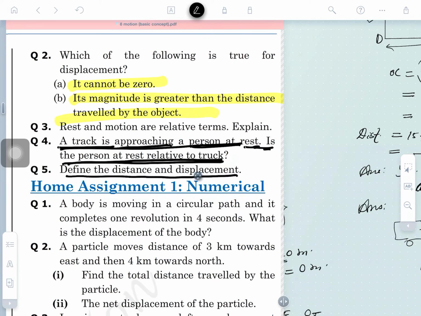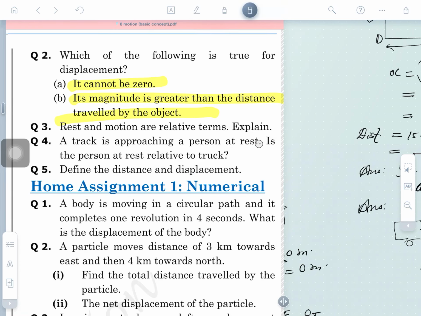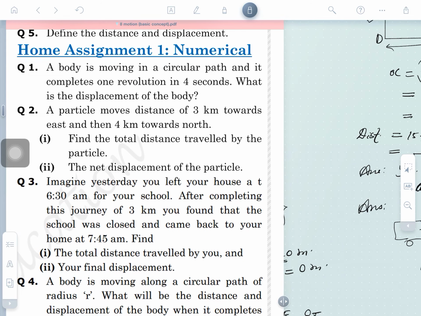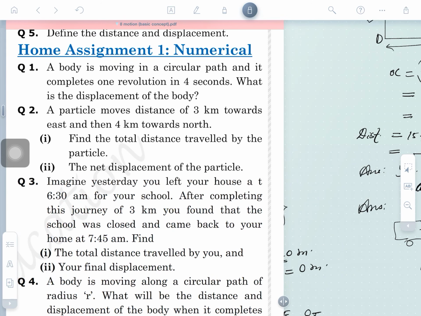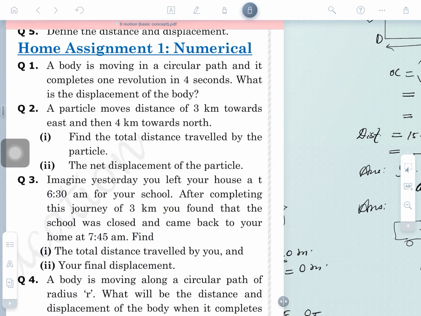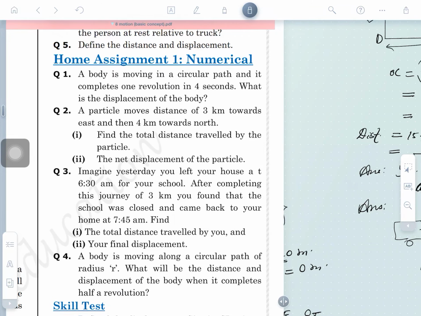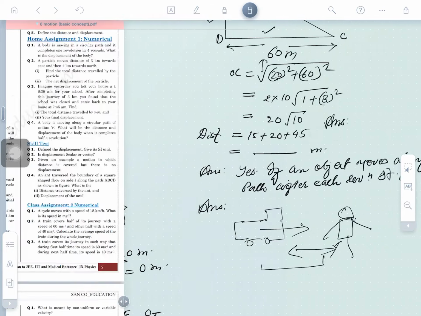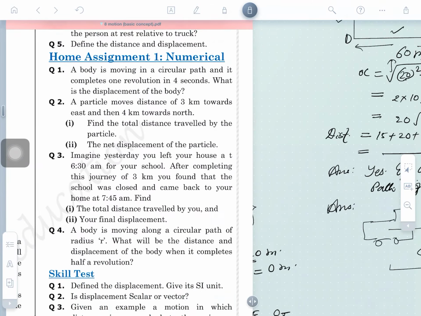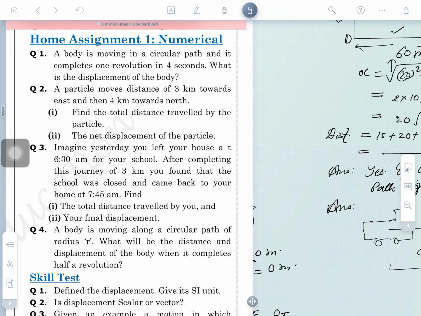Can you write the definitions of displacement and distance? Yes, they are straightforward questions. Well, understood, guys? This is a simple method to solve the questions here. Some more questions are also given as home assignment, numericals. I hope that you will solve all these questions. I already said that numerical solving is very important. Clear, guys? So please solve this home assignment.